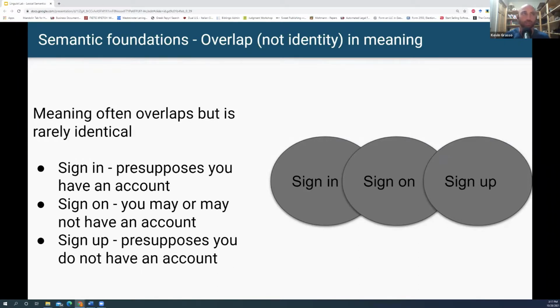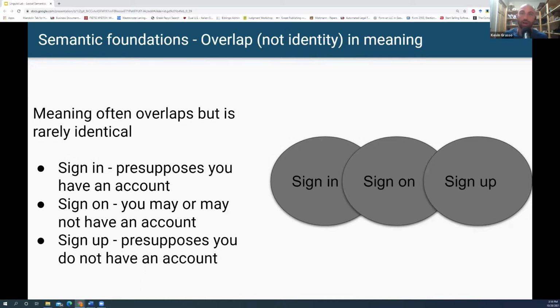So here's an example that I think about when I'm signing into my bank account. Some websites will say sign in, and some websites say sign on, right? So sign in, to me, presupposes you have an account. You can't sign into something if you don't already have an account. Sign on, under my native speaker intuition, says you may or may not have an account. So I think you could sign on to something for the first time, right?